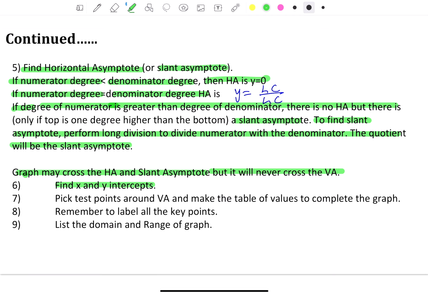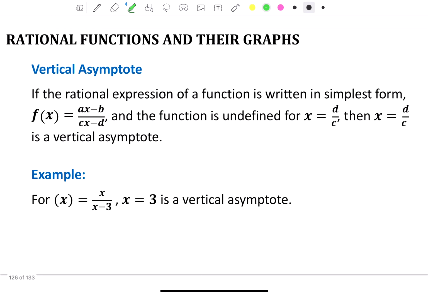Next, find the x and y intercepts. Pick test points around the vertical asymptotes or make a table of values to complete the graph. Remember to label all the key points, and list the domain and range of the graph. In the next video, we're going to see some actual examples of graphs of rational functions. In this video, we're just going to look at finding some vertical asymptotes.